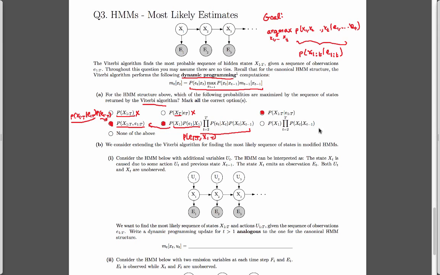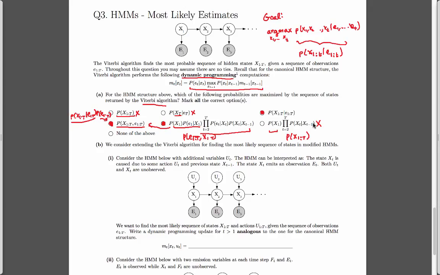And finally, the last option is exactly equal to this first option right here, because you're just taking the probability of your first state and the probability of the next state given the previous state. So this is simply the probability of x_1 through t for the standard HMM. So because you're not taking into account your evidence, this is also incorrect.